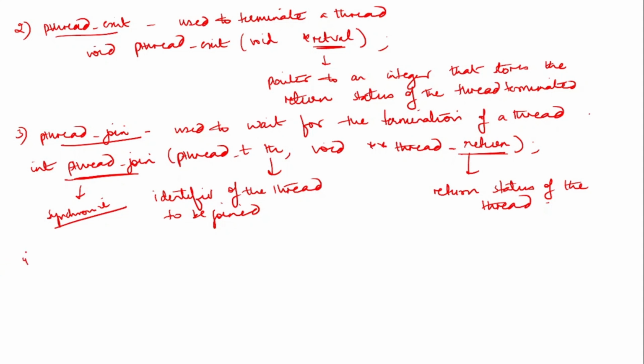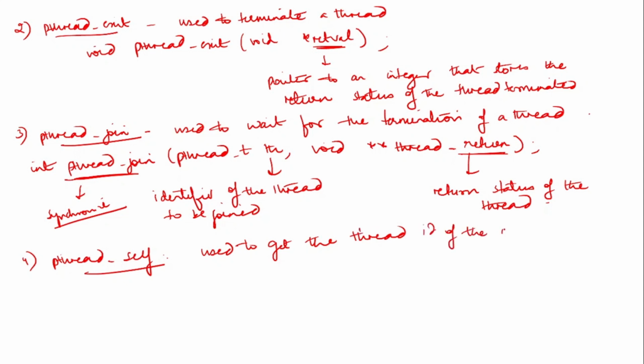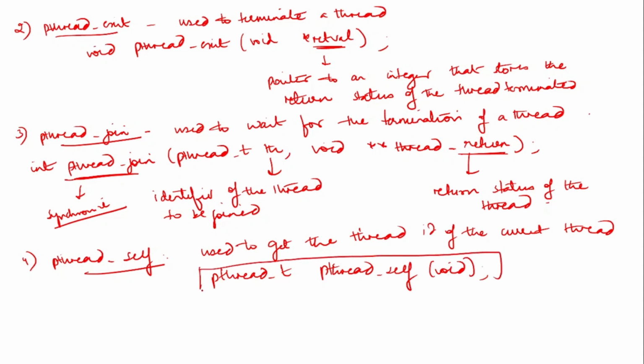The fourth function is pthread_self. This is used to get the thread ID of the current thread, and its syntax is as follows: pthread_t pthread_self. So this is the syntax of this particular function.